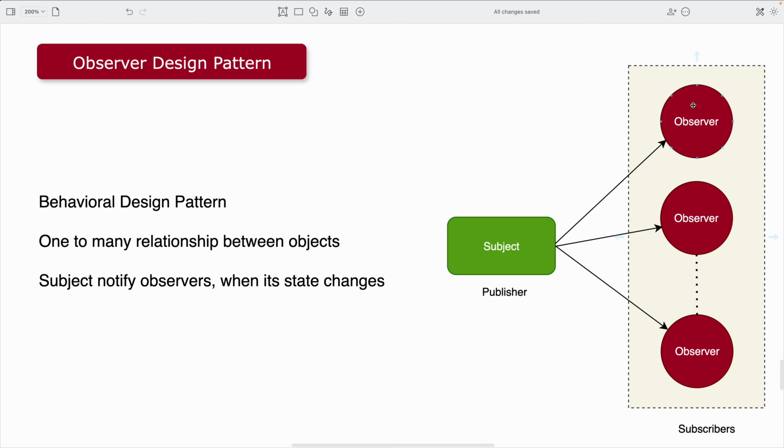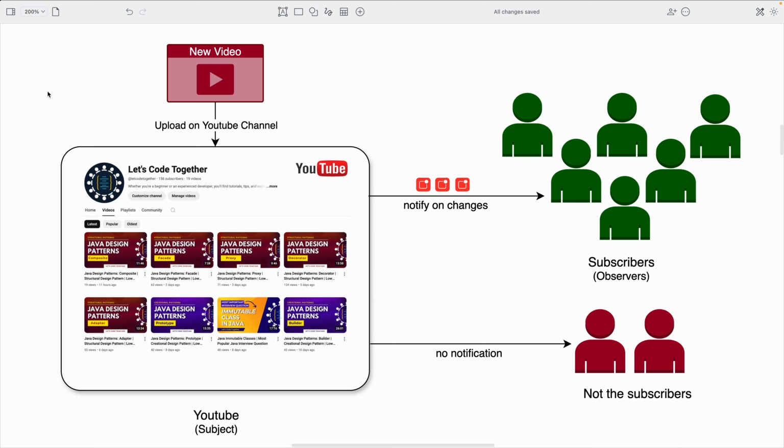So you can see in this diagram, multiple objects called observers are associated with a single object, that is the subject. This pattern allows the subject to notify its dependents whenever its state changes without them being tightly coupled. In other words, whenever there is some change in the state of this subject object, these observer objects will be notified and they can further perform an action based on that change in the subject. So let's take a real world example.